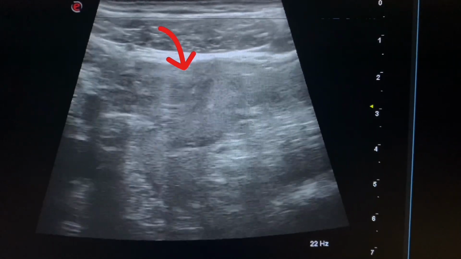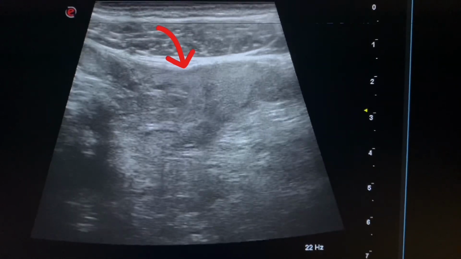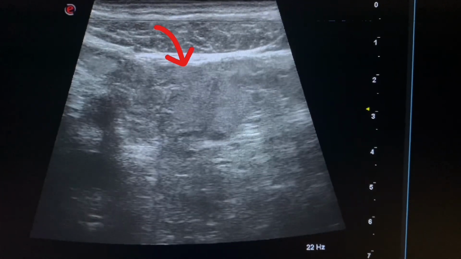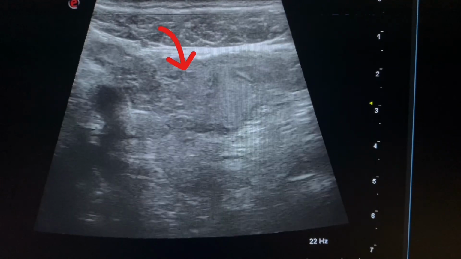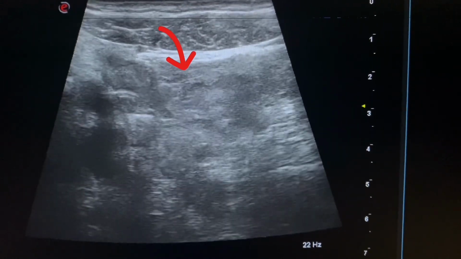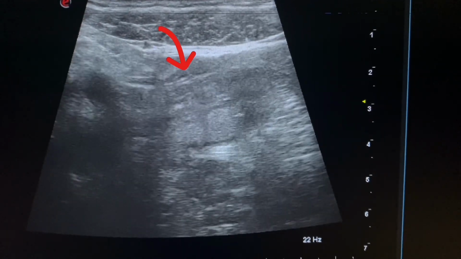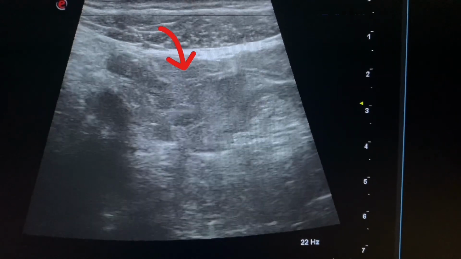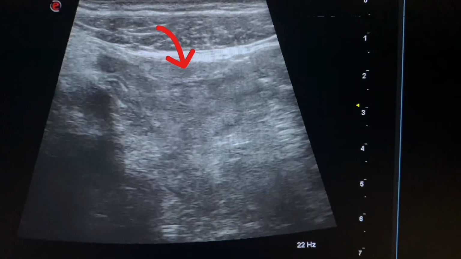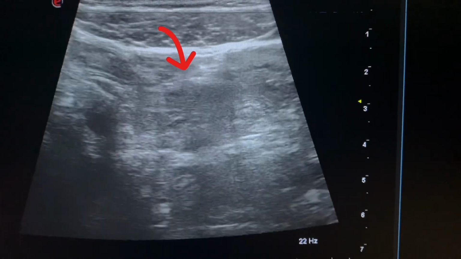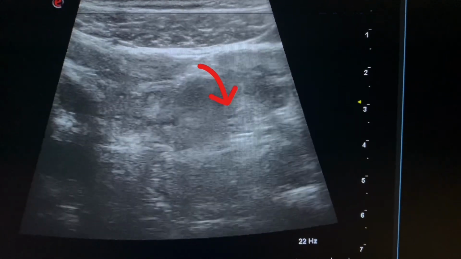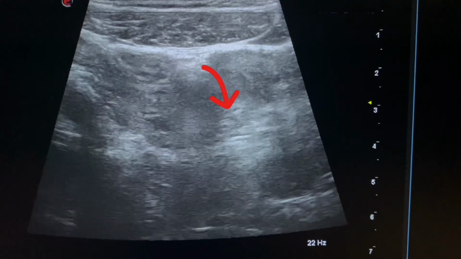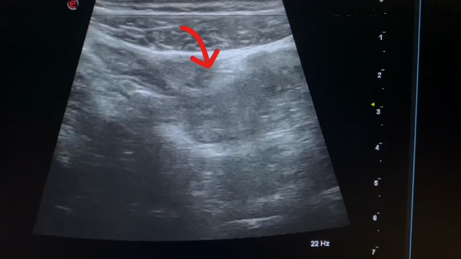Now we slowly slide the probe to the right iliac fossa to locate the ileocecal junction and cecum. Here we see the distal ileum is mildly prominent and gases are absent. Here we see tubular echogenic structures in the distal ileum, which are large in number.